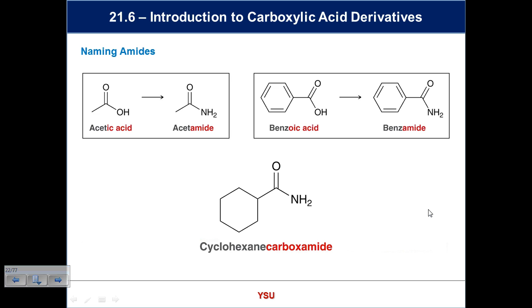Amides, you will need to know a lot about amides if you're going further with any chemistry. Acetic acid to acetamide. That's kind of an abbreviation, but there you are. The word amide gives you a clue. Benzoic acid becomes benzamide. And down at the bottom, cyclohexane carboxamide. So there's a clue in the name. As long as you know what an anhydride is, or what an amide is, or what an ester is, you should be able to work out logically the fragments that are involved.